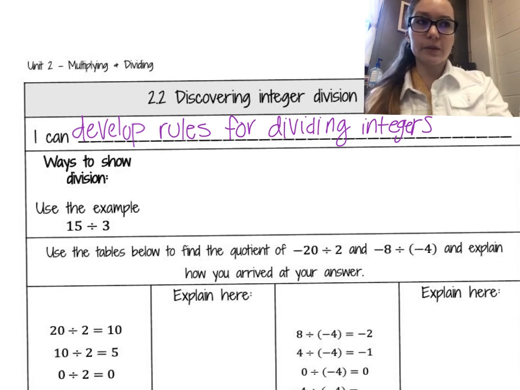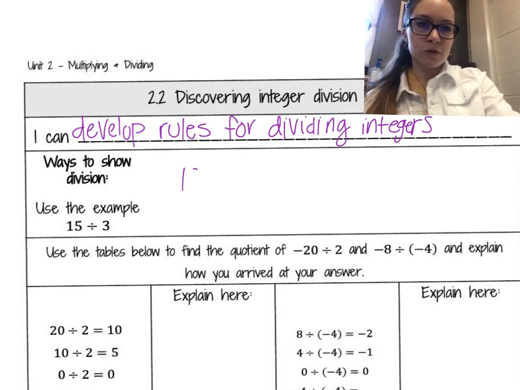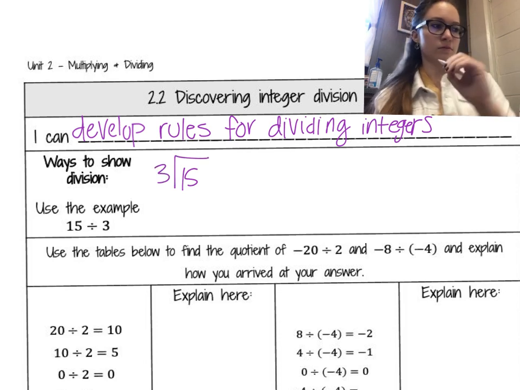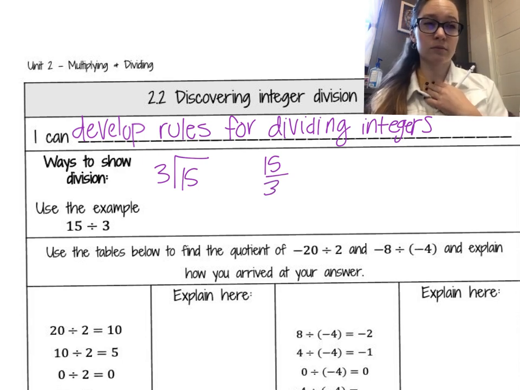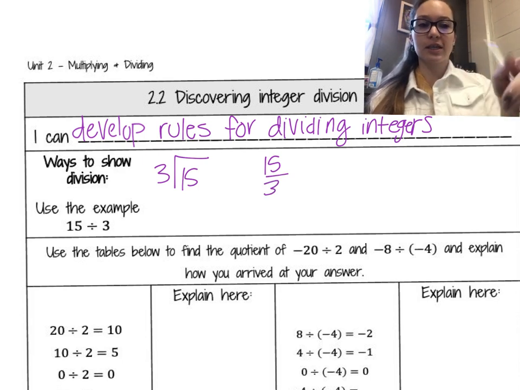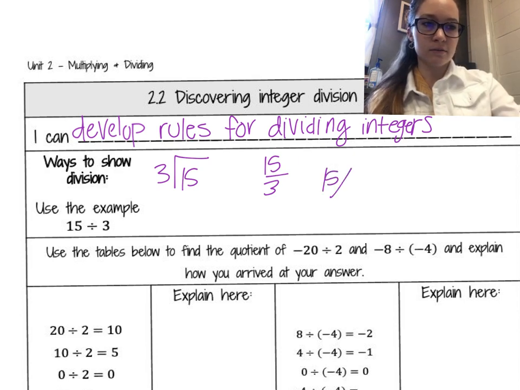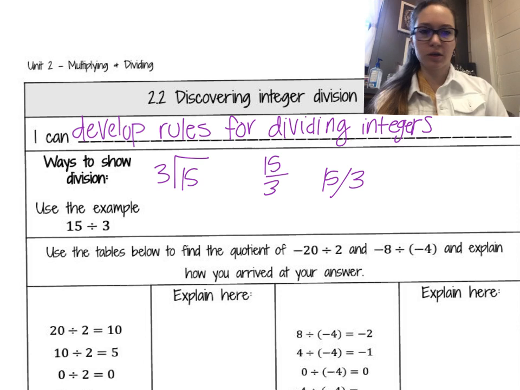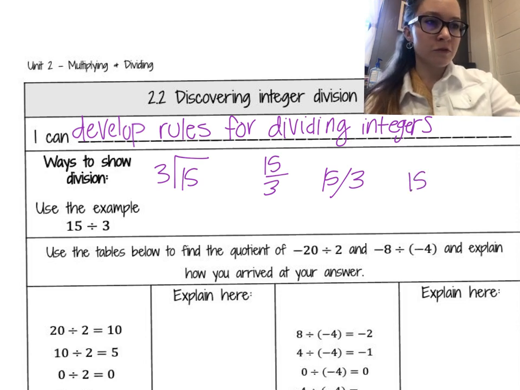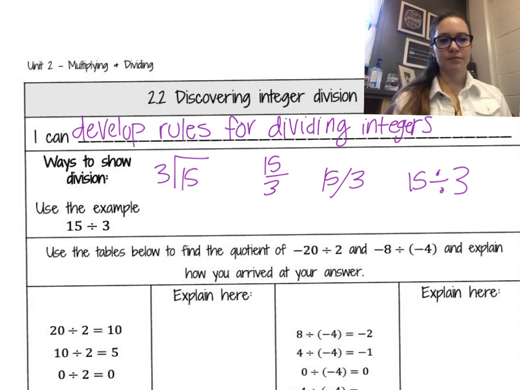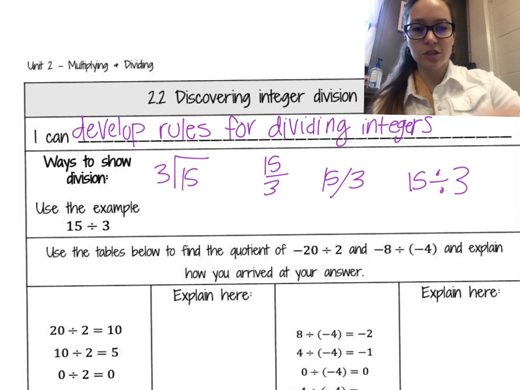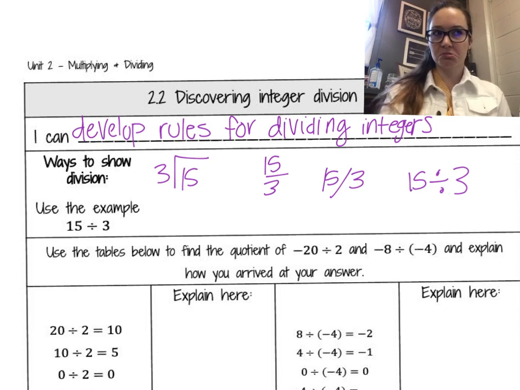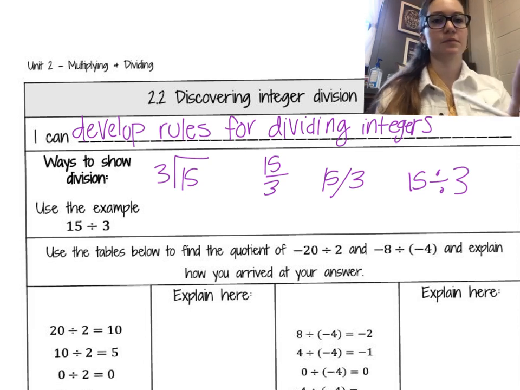All right, so we can do it the long division way. So 15 divided by 3. We can do it as a fraction. That's usually how I do it. You can write it as a fraction side to side, like this, 15 divided by 3. Or you can use the symbol 15 divided by 3. So just some ways to show it. I usually use one of those two. So if you see that, it just means division. Right? And that's why fractions aren't scary. They're just division problems.